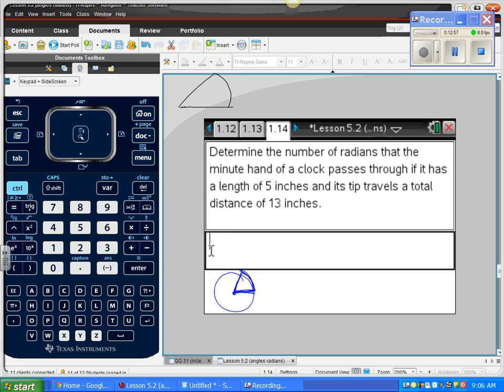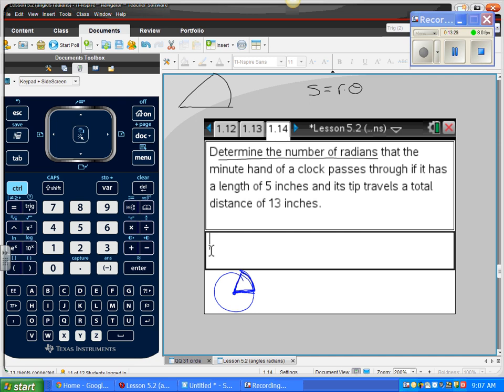Determine the radians the minute hand of a clock passes through if it has a length of 5 inches and its tip travels a total distance of 13 inches. So s equals r theta. I'm dealing with a clock problem, so I need to know what I'm looking for. What's my missing piece here? I'm looking for theta. Why? I want to determine the number of radians. Radians means I'm looking for the angle, so I have to know my radius and my arc length.